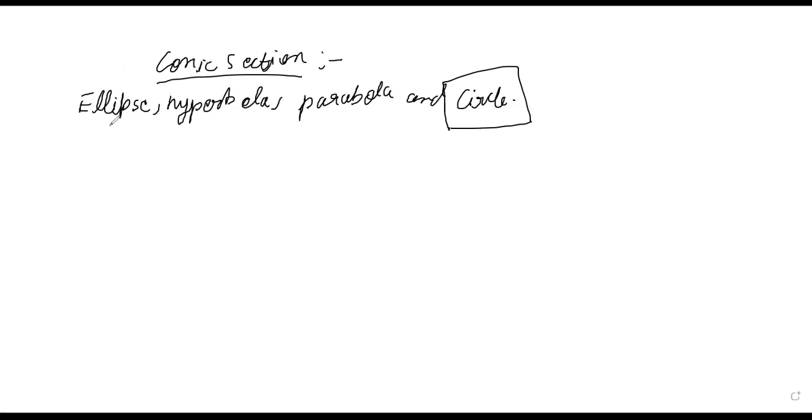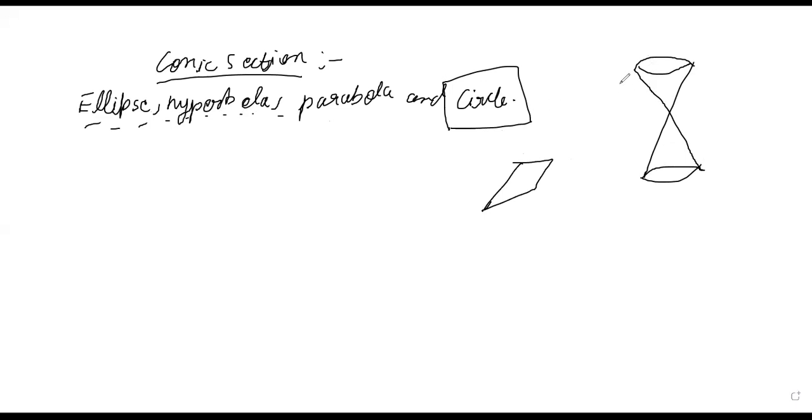These types of figures come from a cone. There is a cone like this, and in all these shapes we apply a plane which will cut this cone. So in case of circle, the plane will cut like this and the cone will look like this from the downward side. You can see the circle forming downward.